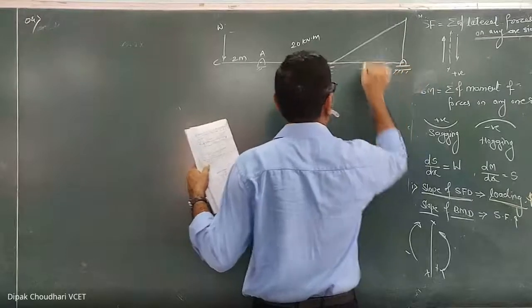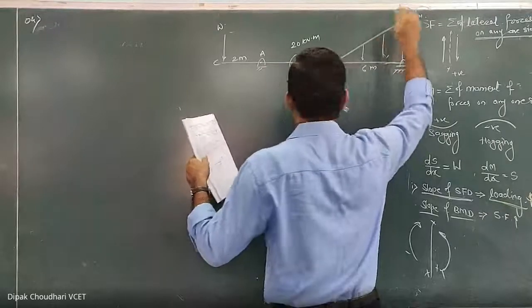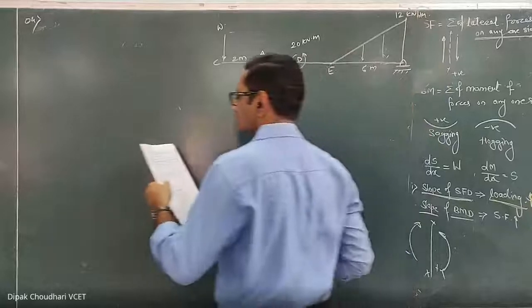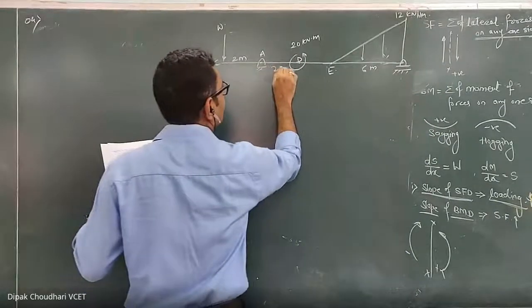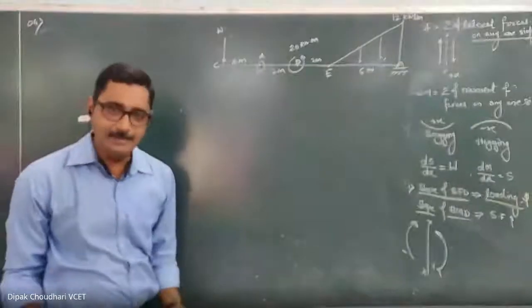This is the roller support. This is the UVL spread over a length of 6 meters, and this intensity is 12 kilonewton per meter. This distance is 2 meters. This is 2 meters. Now, you have to draw the shear force and bending moment diagram.